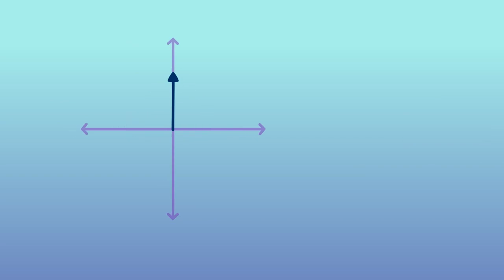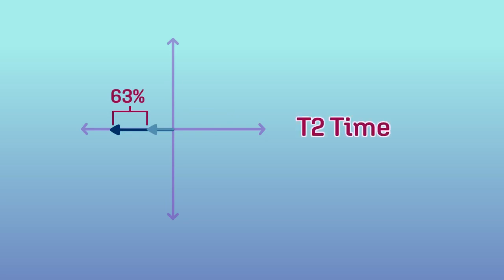A few additional terms to note. The recovery of the longitudinal magnetization of a proton occurs exponentially. The point at which 63% of the longitudinal magnetization has been recovered is called the T1 time. The time at which 63% of the transverse magnetization has been lost is called the T2 time.